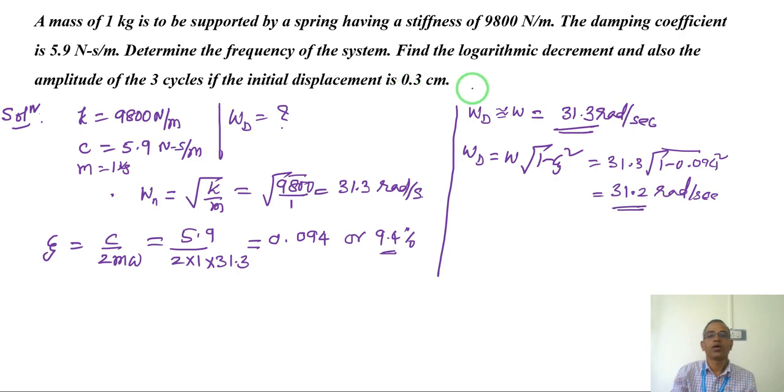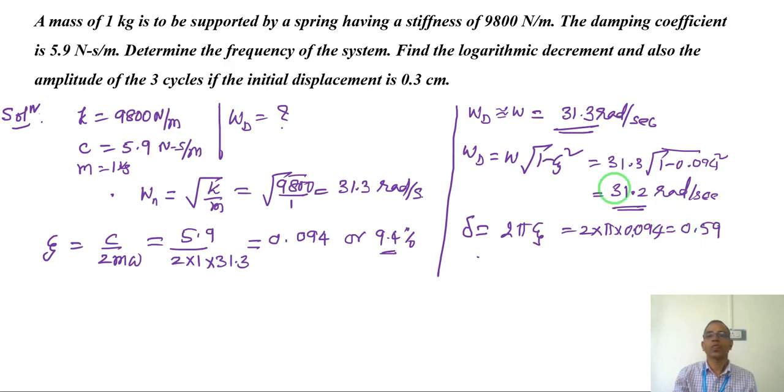Okay. Now the next part of the question is to find the logarithmic decrement. That means I need to find out the delta. I also know the relation between the damping ratio and logarithmic decrement. Delta is 2 pi xi. Xi is already known to me. I can very well find out 2 into pi into xi, 0.094, which is equal to 0.59.